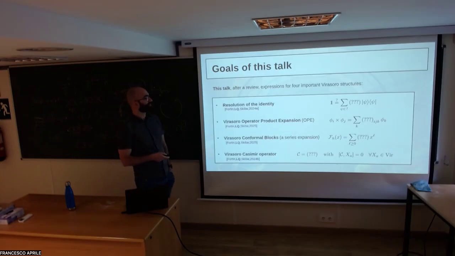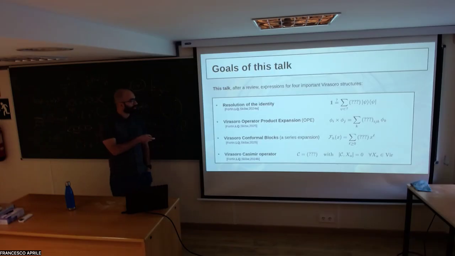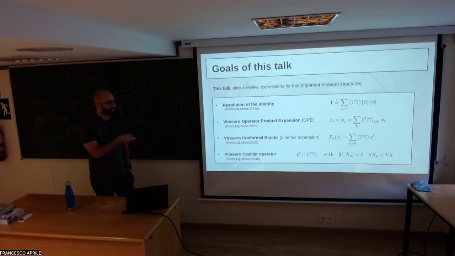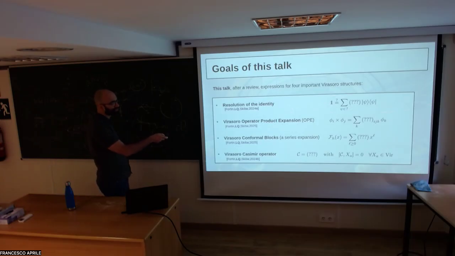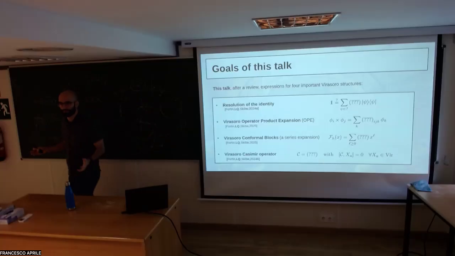What are these objects? The first of them is an expression for the resolution of the identity, by which I mean you have states, and you want to decompose your identity in terms of the whole set of states that you can have in your theory. You can write it abstractly in terms of some bras and kets, but what do you put there? It's not so clear a priori.